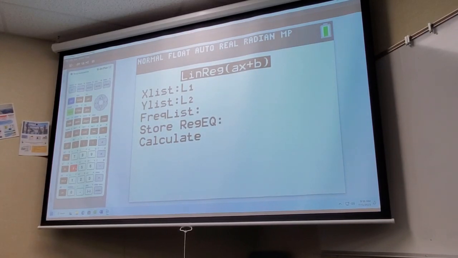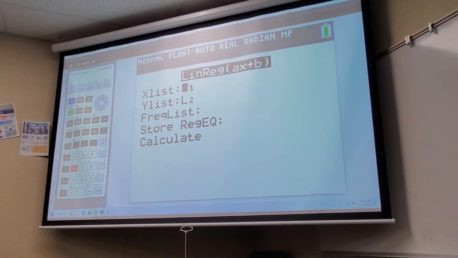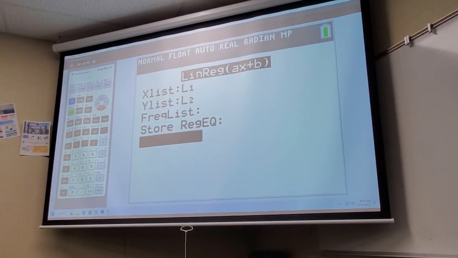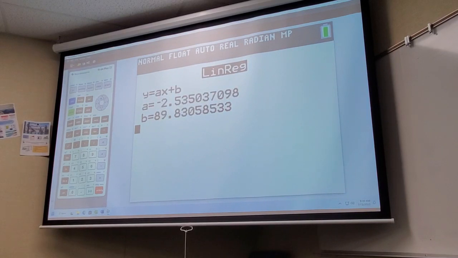Now some of you, if you have an older calculator, it's just gonna say lin reg, I think. Anybody not have all that stuff show up, and it just says lin reg? Yeah, it does include the ax plus b. Whatever it says, okay. It defaults to list one, list two. You can just hit enter. The rest of us, we gotta make sure it's list one, list two, no freaky list. List one is my x's, list two is my y's. Don't worry about this for the moment. Calculate.